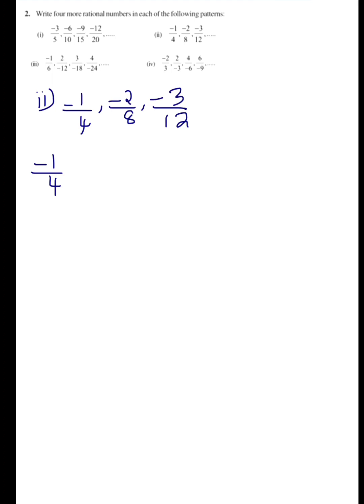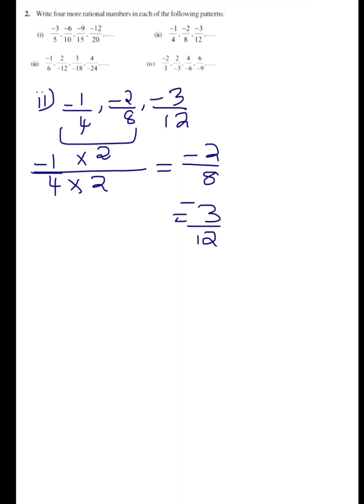Minus 1 by 4, minus 2 by 8, minus 3 by 12. Let's find the relation between the first two numbers, that is minus 1 by 4. After multiplying this minus 1 by 4 with something, you will get minus 2 by 8. So what is that? 4 into something is 8. What is that? 4 into 2. So here also into 2, so minus 2 by 8. Similarly, what is the next one? Minus 3 by 12. How will you get it? That is minus 1 by 4 into something equal to minus 3 by 12. You know that 4 into 3 is 12, so minus 1 into 3.